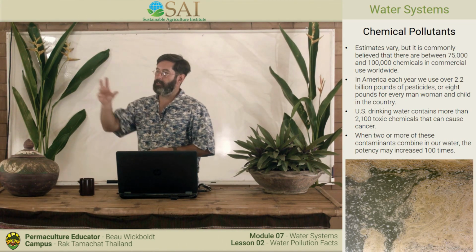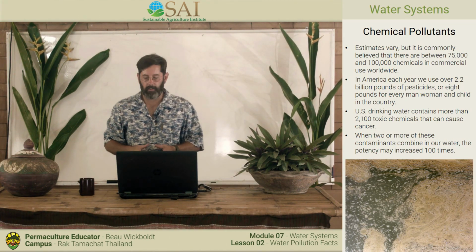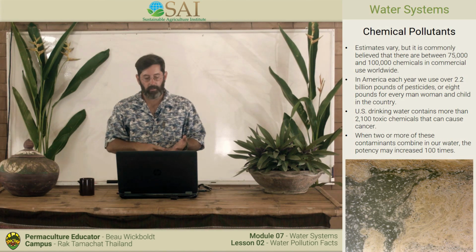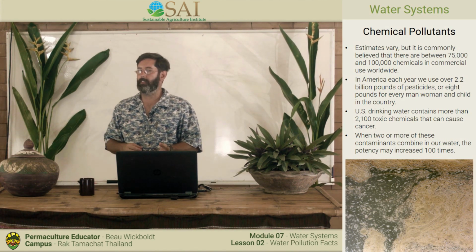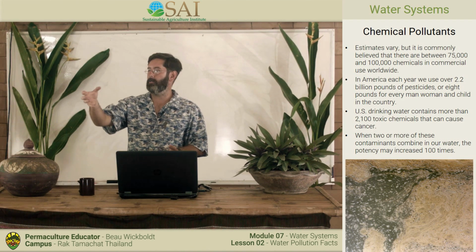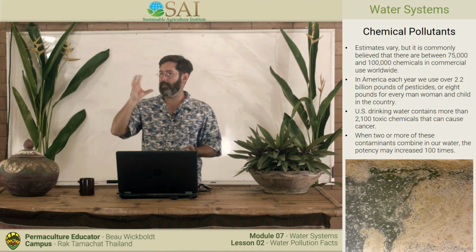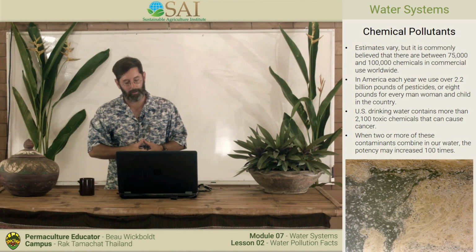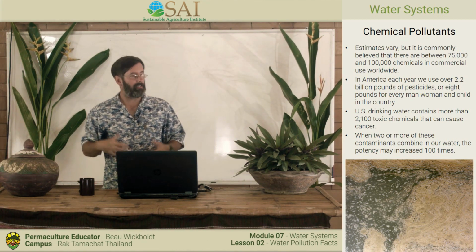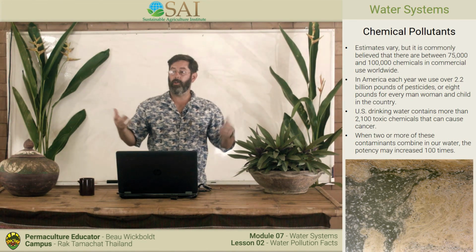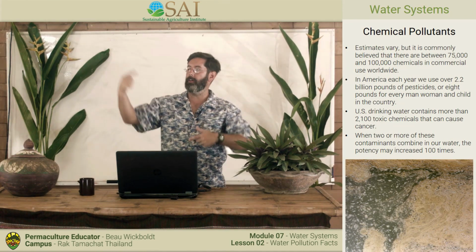So if they test U.S. drinking water in most of the states in America, it contains more than 2,100 different toxic chemicals that can be tested in drinking water that's sold. And it's still considered okay to drink, but it has all those chemicals. That's weird. When 2 or more of these contaminants combine, the potency could increase by 100 times.